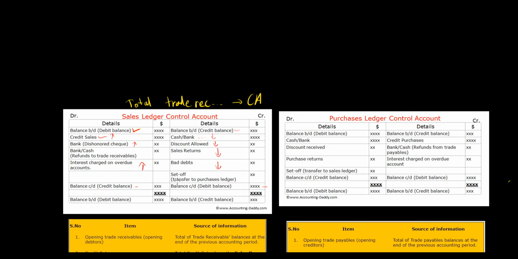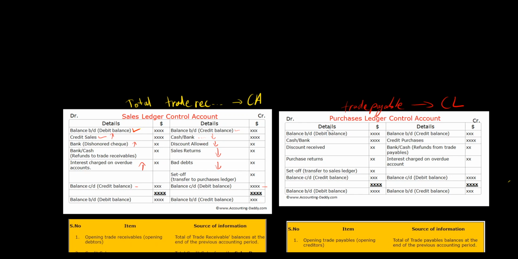And then we have the purchase ledger control account. It's quite the opposite. Just like a supplier's account, an individual supplier. Whenever you buy something, it's your total trade payables. It's your current liability. Try to understand these. I hope you understand. If you don't, I'll help you out with these.